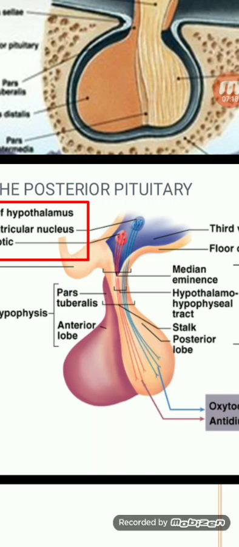Also, the hypothalamus is a small area. It's a part of the diencephalon. The diencephalon is a part of the brain. It includes the thalamus and hypothalamus.